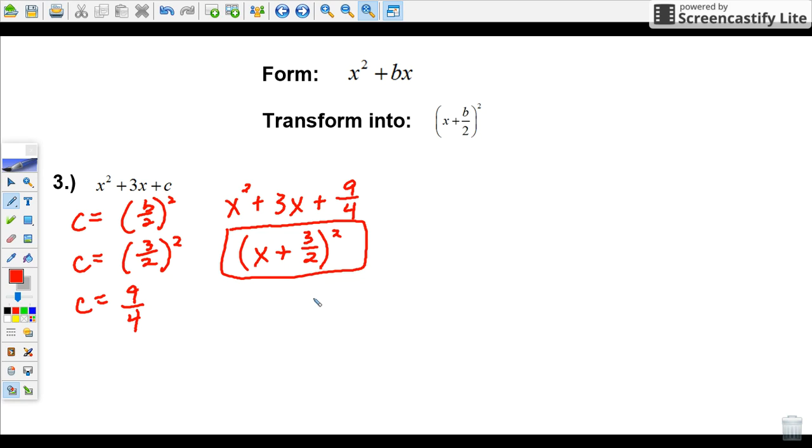And this is the first thing that we have to learn in order to solve equations by completing the square.